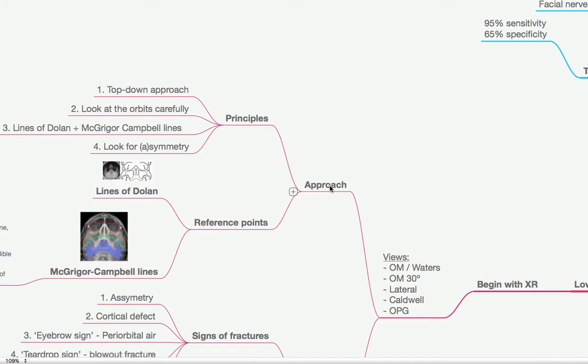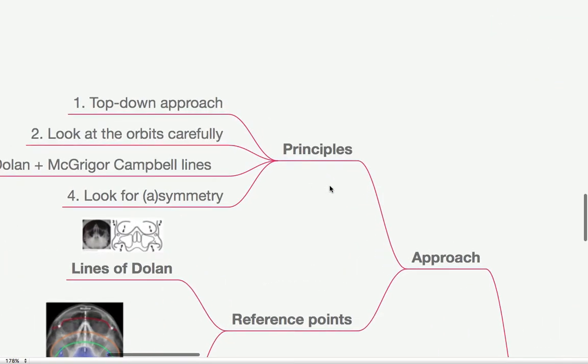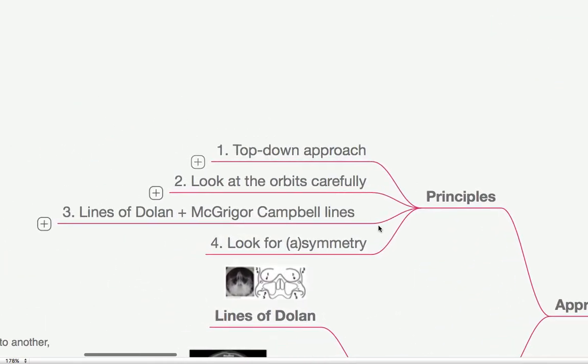So with the approach to the X-rays, there's a few different principles that we want to try and follow. First one, because the face is such a complex structure, there's so many different lucencies, opacities, tissues and bones overlapping, just take a careful top-down approach, starting at the top of the face, working your way down. Make sure you look at the orbits carefully. Around 60% of facial fractures do involve the orbits. You're going to trace the lines of Dolan and the McGregor-Campbell lines, which I'm going to cover in a second.